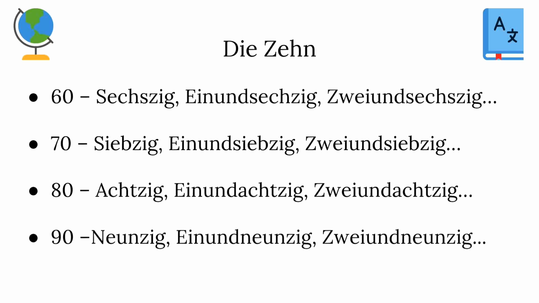After this comes 60. 61, 62. With 70, you are going to have to read only the first half of the word sieben. So together it's 70. 71, 72.